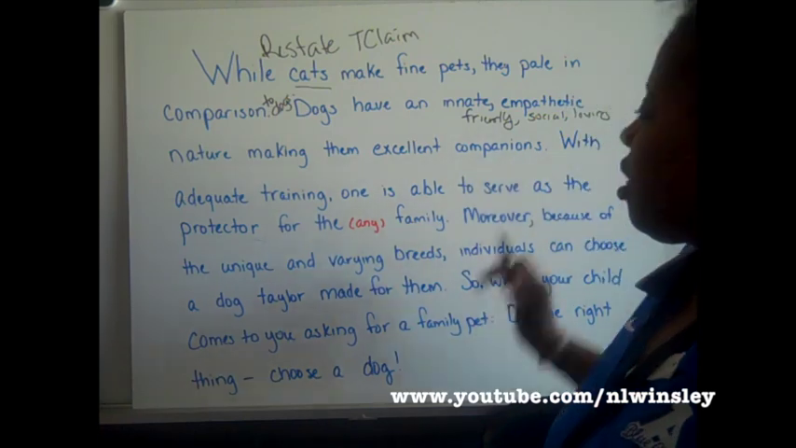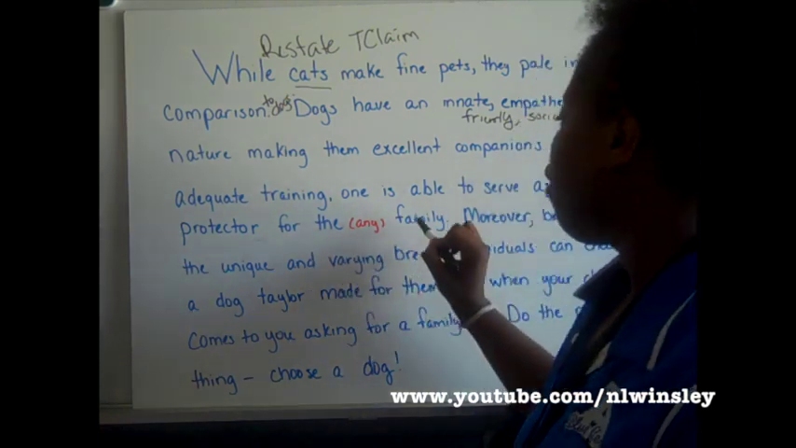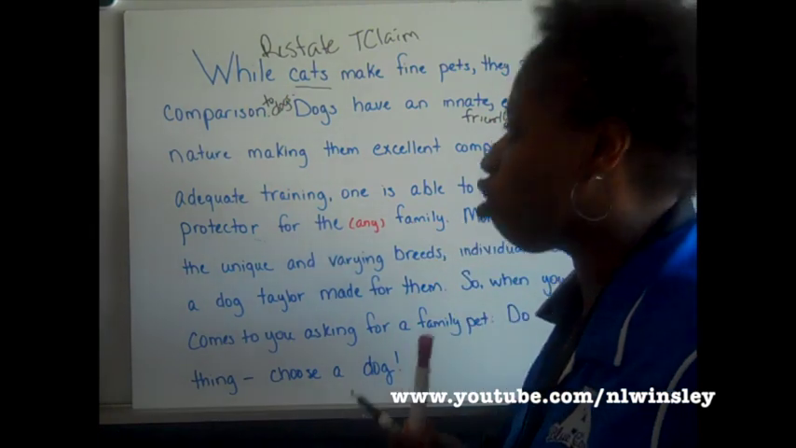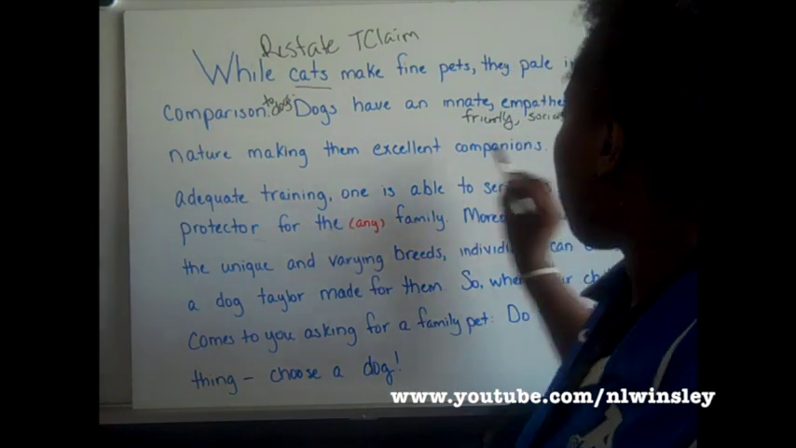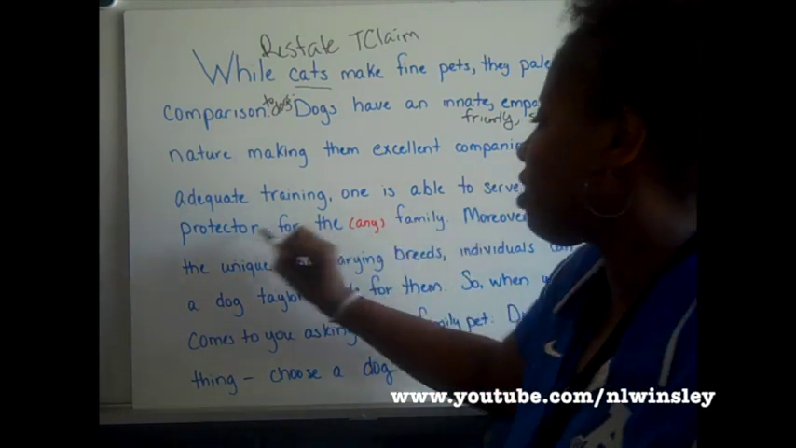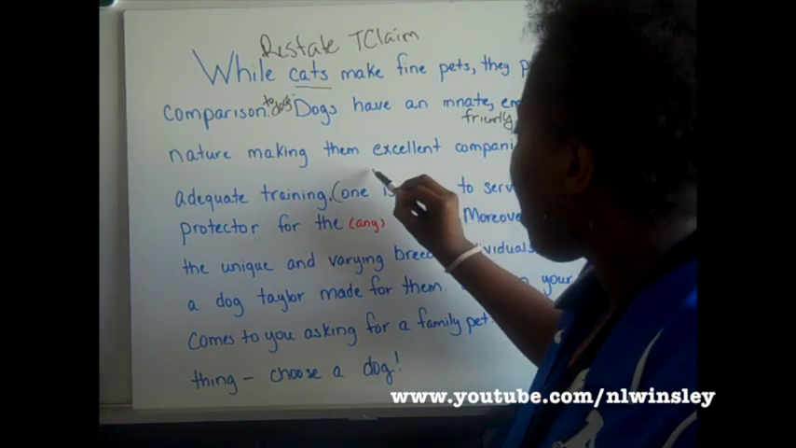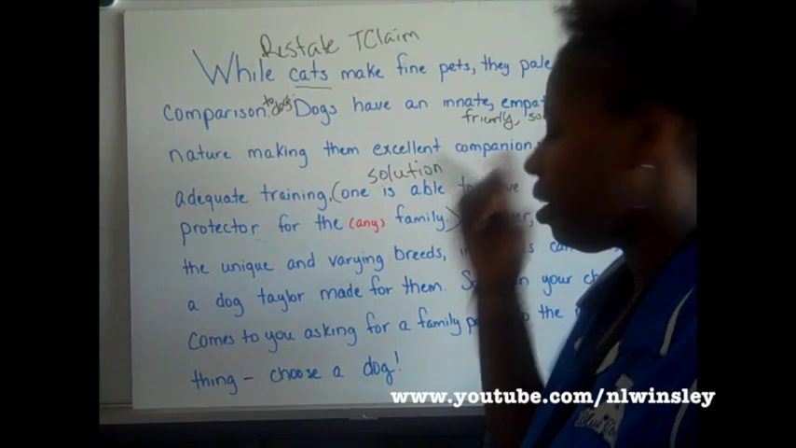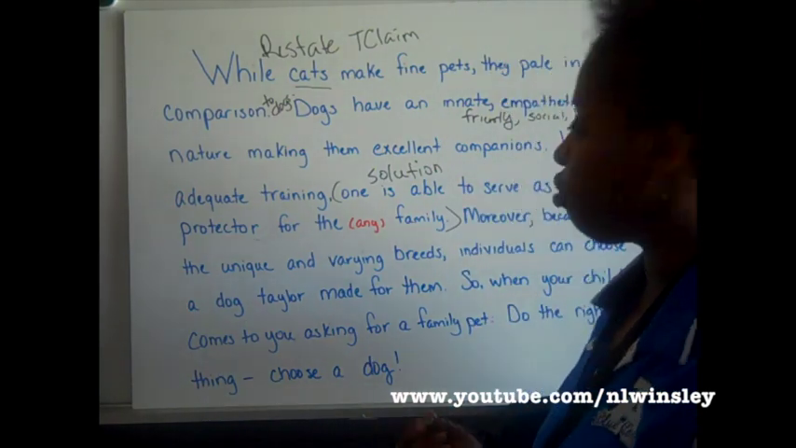So I gave them another way to look at one of my arguments. Then here's my next sentence. With adequate training, one is able to serve as the protector for any family. So I said in my thesis statement that dogs are able to be properly trained. So now I told them with that training, one is able to serve as the protector for any family. So right here, I offered them up a solution.